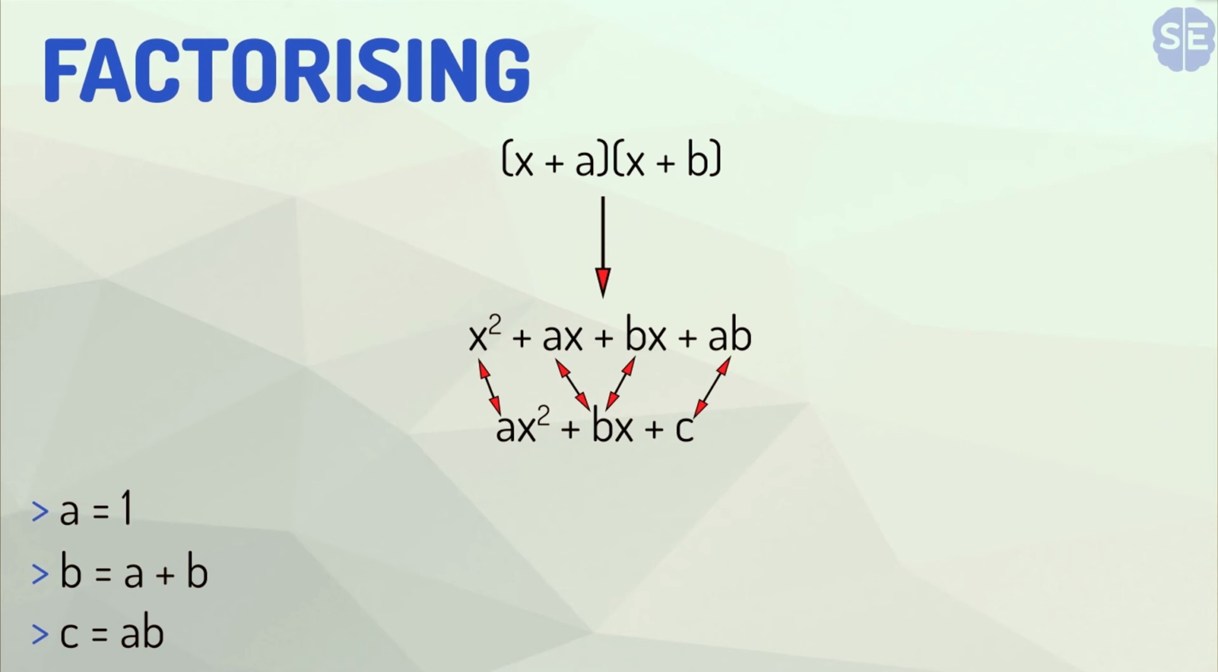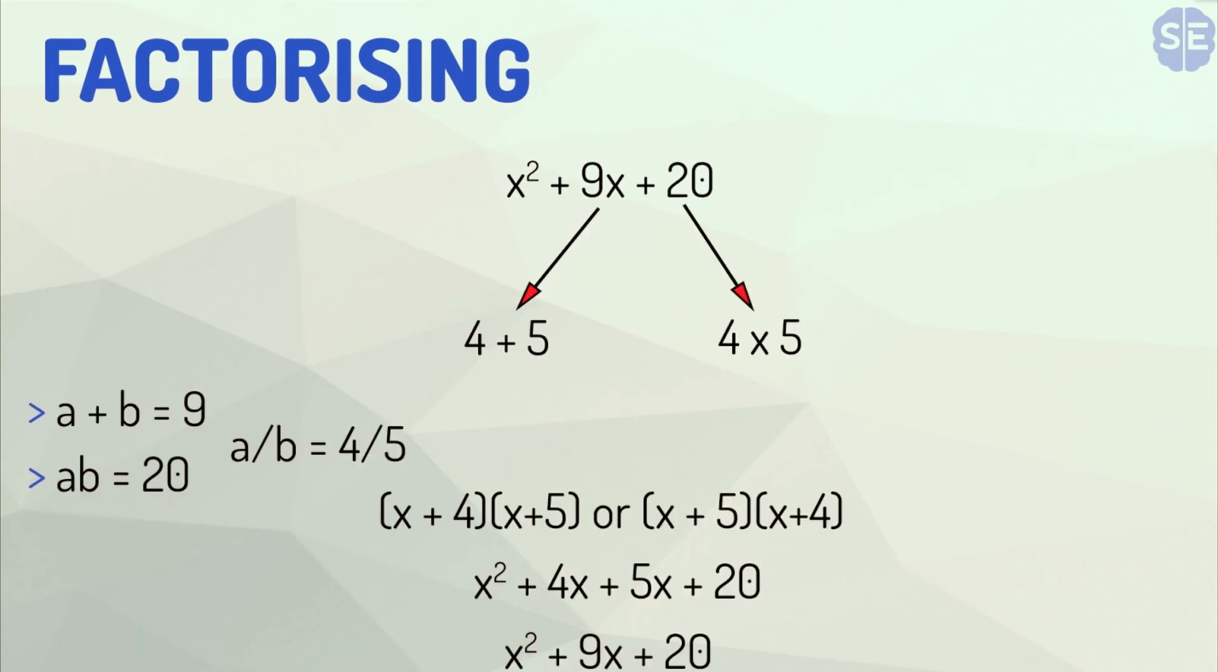To simplify a quadratic equation into its factorized form, we can begin by expanding the general equation of this form to achieve x squared plus ax plus bx plus ab. This means that the second coefficient in the general form, b, is equal to two numbers added together, and the third coefficient in the general form, c, is equal to these same two numbers multiplied together.